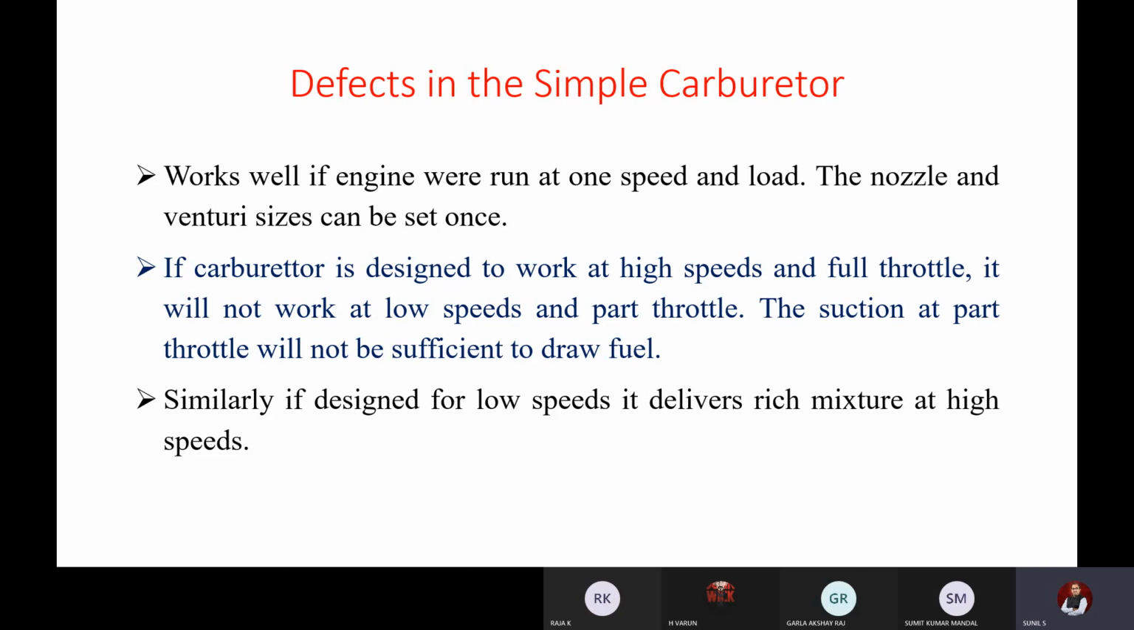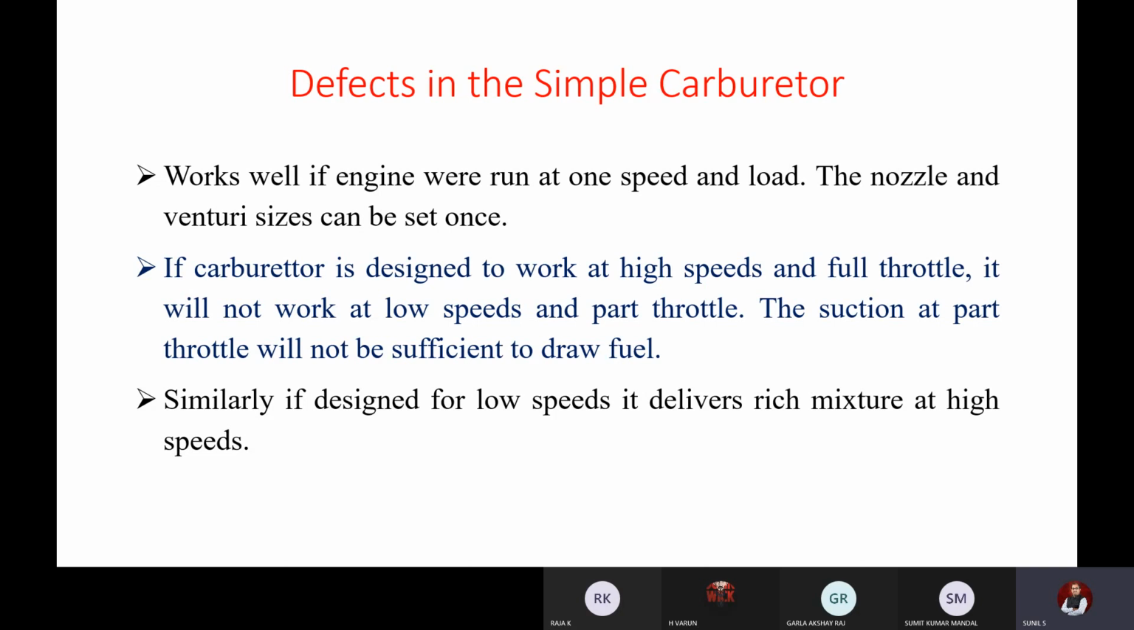If the carburetor is designed to work at high speeds and full throttle, then the efficiency of working under low speeds and part throttle will be very poor. Conversely, if it is designed to work at low speeds, it cannot work at higher speeds. That is the major problem. So this type of carburetor can work only under one specific set of fuel and speed conditions.